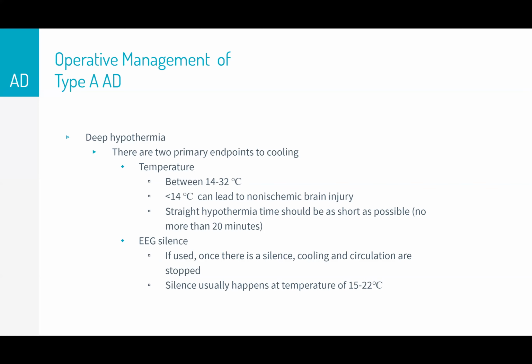And it was found that a temperature less than 14 degrees can lead to non-ischemic brain injury. Straight hypothermia time should be as short as possible, no more than 20 minutes. The EEG silence, if you use it as a primary endpoint, once there is silence, cooling and circulation are stopped. Silence usually happens at a temperature between 15 to 22.